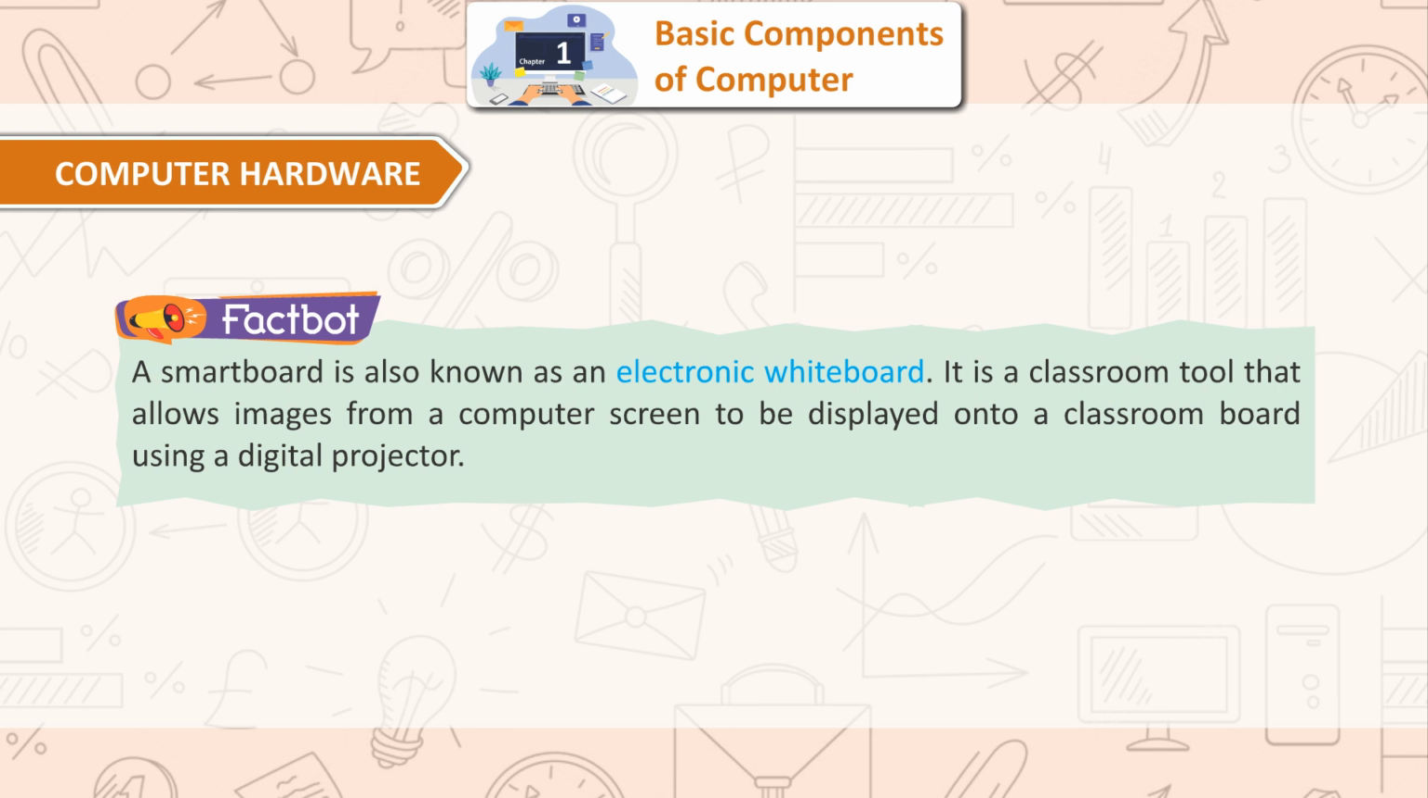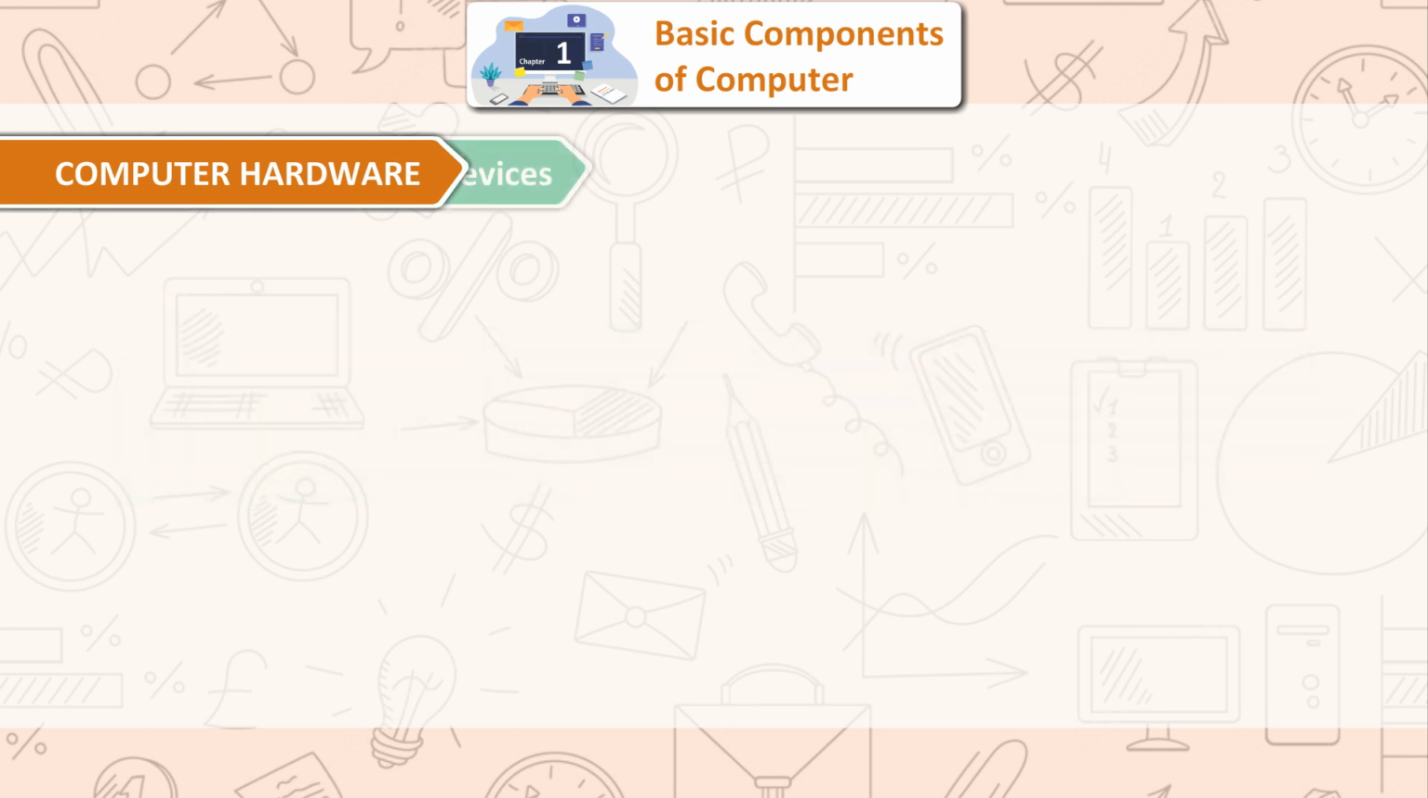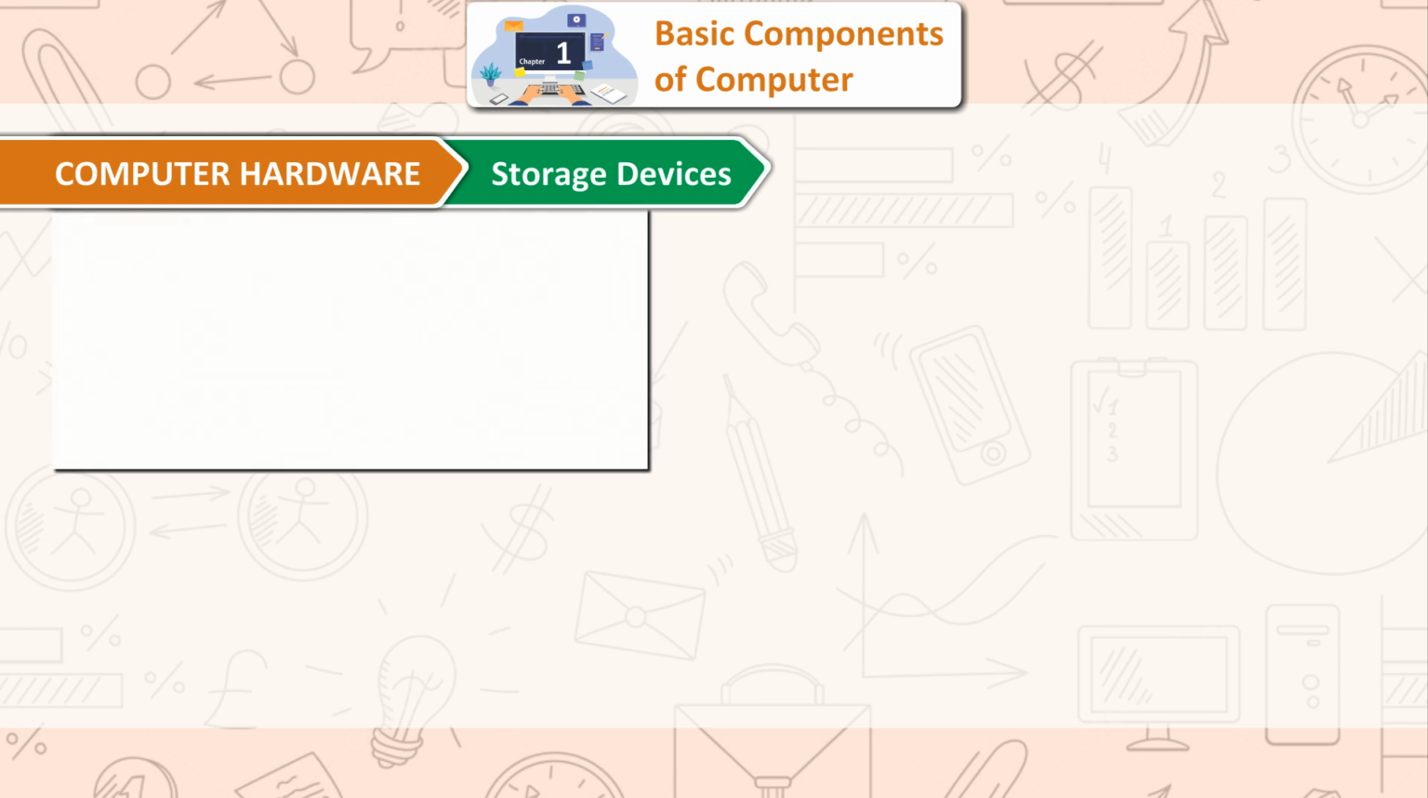Factbot. A smartboard is also known as electronic whiteboard. It is a classroom tool that allows images from a computer screen to be displayed onto a classroom board using a digital projector.